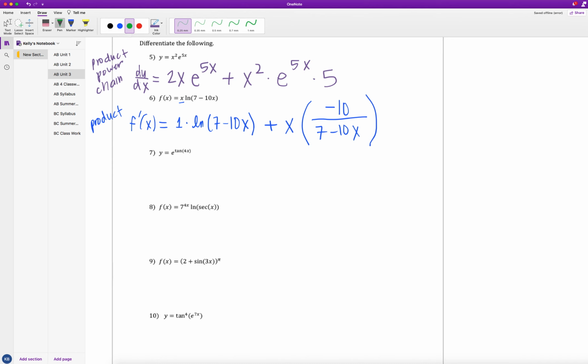Okay, let's look at example 7. We have y equals e to the tangent of 4x. What rule or rules do you think we're going to have to use to take our derivative for example 7? So in example 7 here, we will need a chain rule.